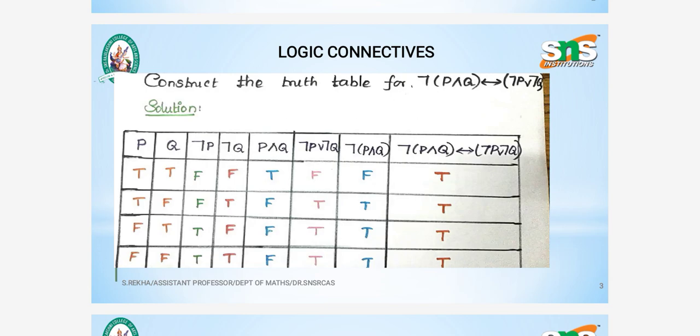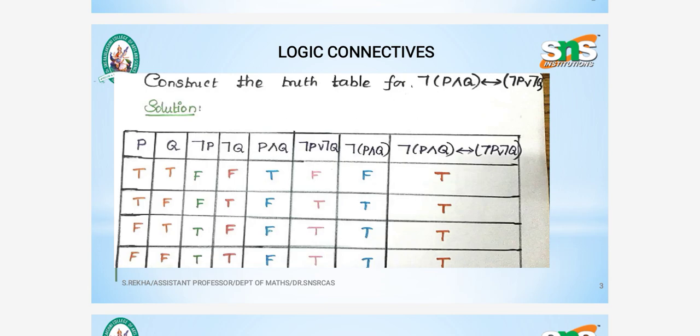If you apply the disjunction, the condition for the disjunction is that if both statements are false, we say it is false. So in that, where both negation P and negation Q are false, we write false. Otherwise it is true. Okay, so this is one form.